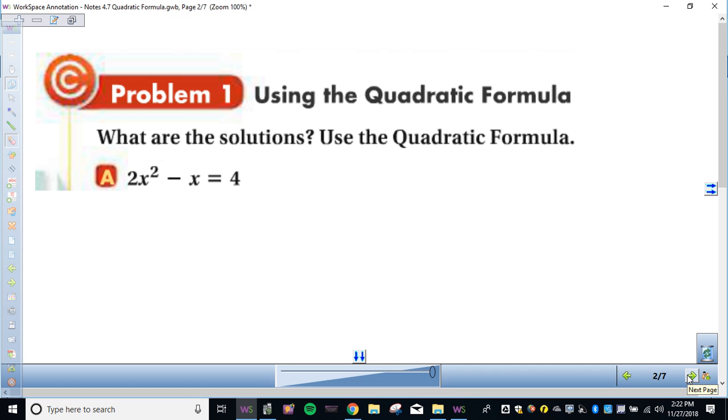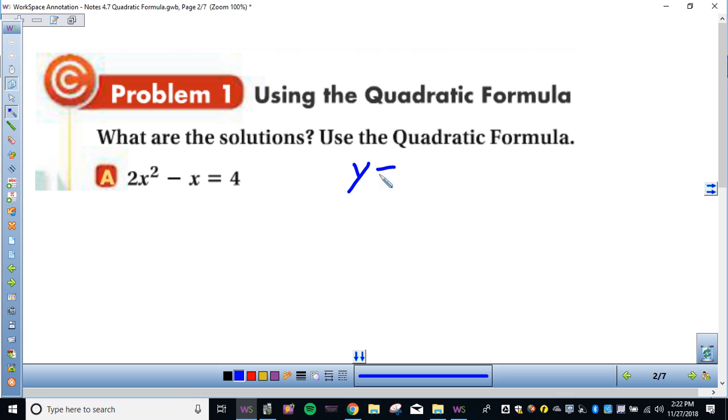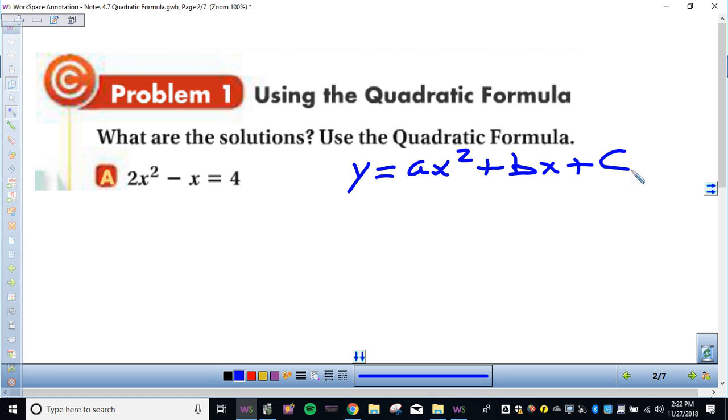So when we look at this problem, 2x squared minus x equals 4, we want to make sure it always looks like this: y equals ax squared plus bx plus c. What's that formula called again? Standard form of a quadratic, right? There's standard form for a linear, quadratic, cubic, lots of standard forms, in this case quadratic.